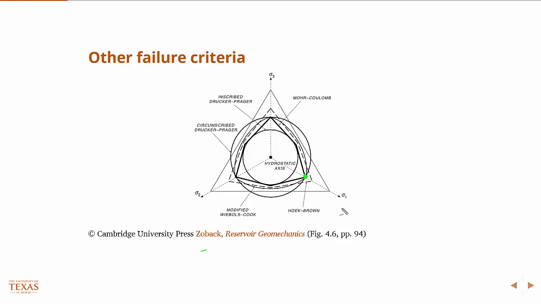And so what people have done is to propose yield surfaces that have smooth edges. Some of these, like this circle inscribed in the center, or this outer circle, correspond to a model called the Drucker-Prager model. Now, it's not that the Drucker-Prager model fits the data the best. We really want to use constitutive models that best fit the data.